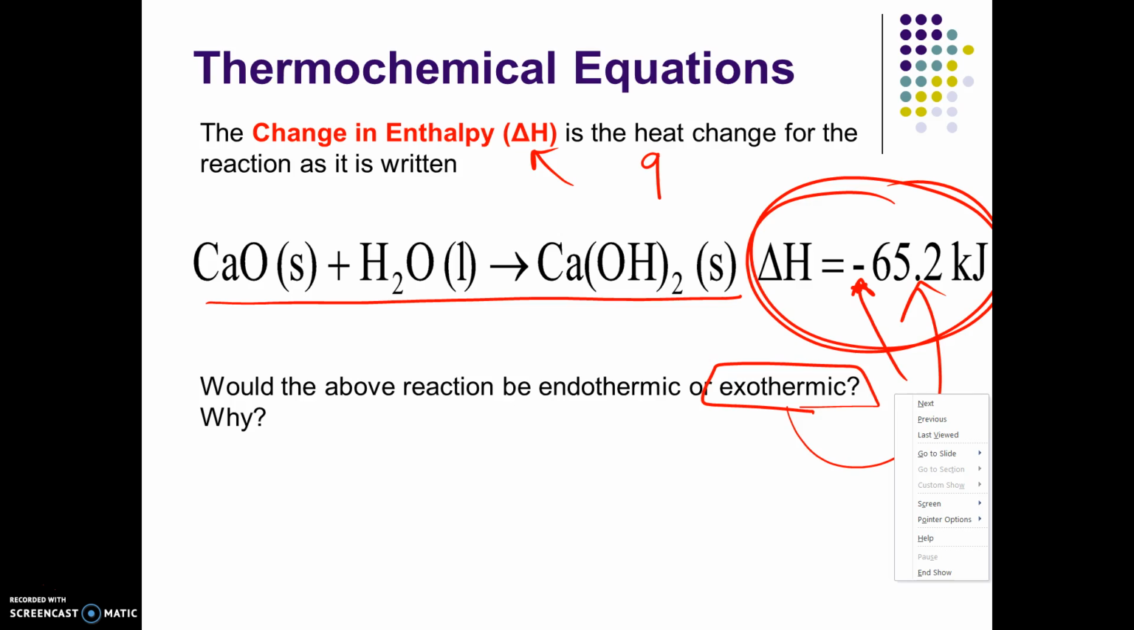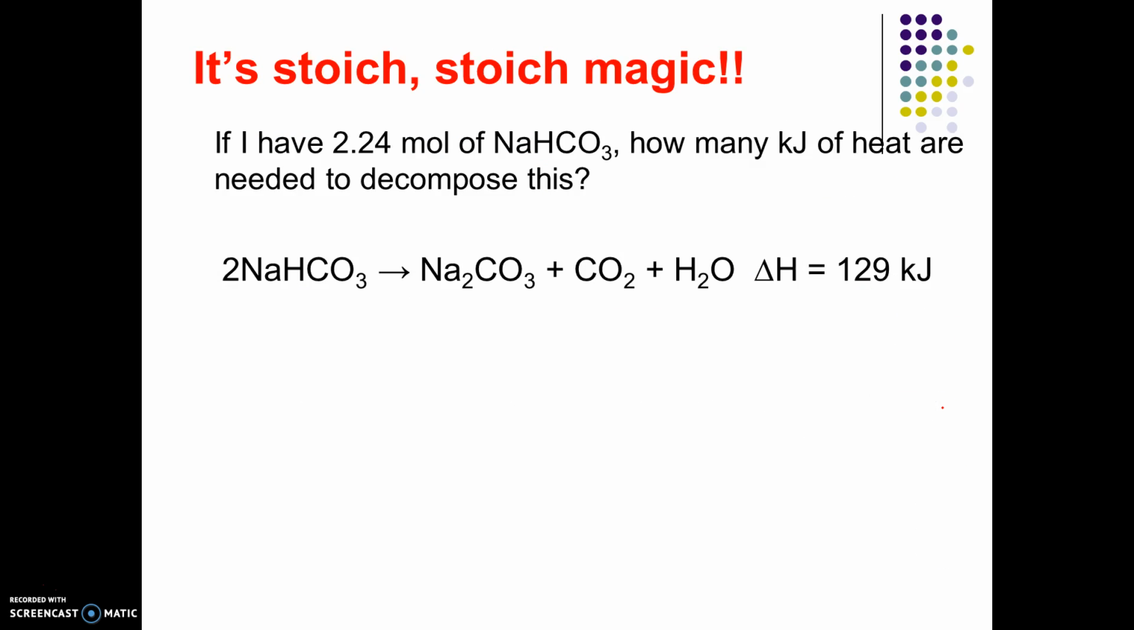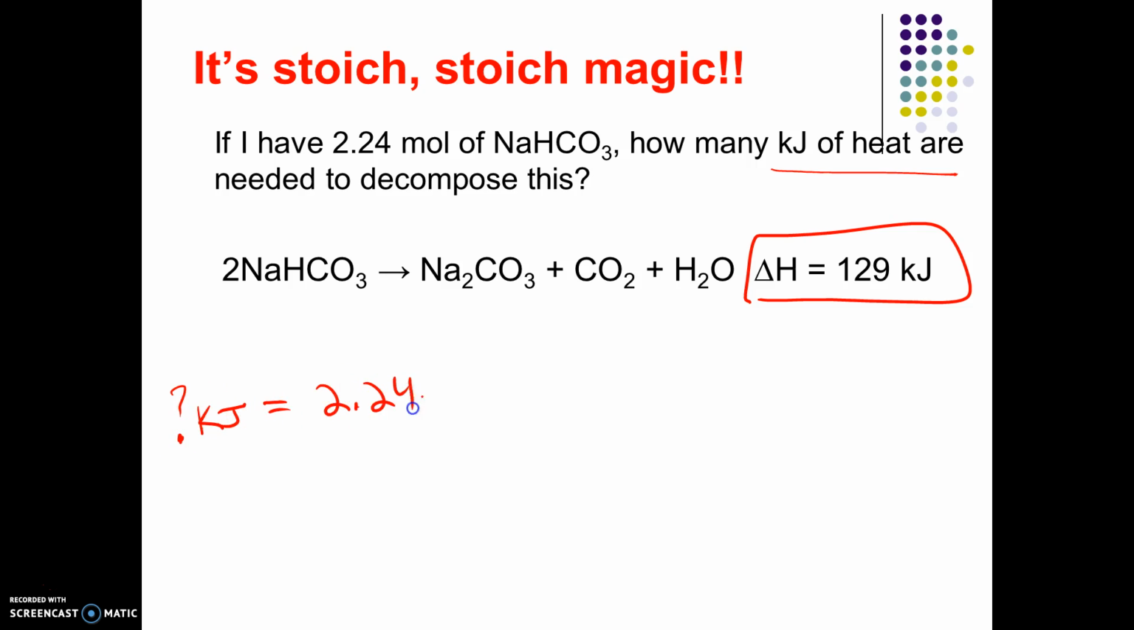Okay, so now what we're going to do is actually use this H value. Here's another thermochemical equation. You can see the thermo part is on the right here. My enthalpy is 129 kilojoules. It happens to be a positive value, so this one is an endothermic reaction. It says, if I have 2.24 moles of sodium bicarbonate, how many kilojoules of heat are needed to decompose this? Kilojoules of heat are needed, and that makes sense. In this endothermic reaction, we have to input heat to make it happen. So my question would be: question mark kilojoules equals 2.24 moles of NaHCO3.